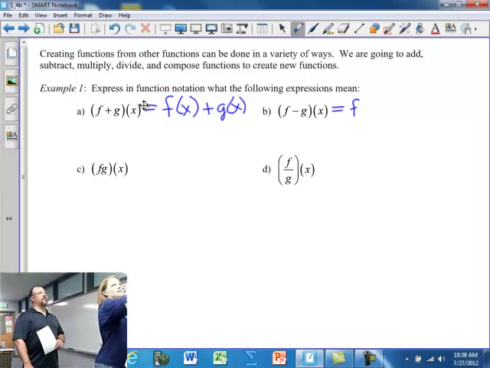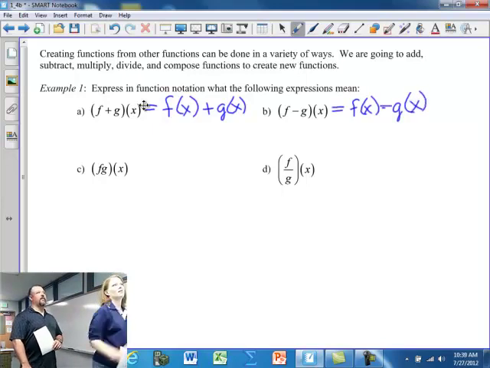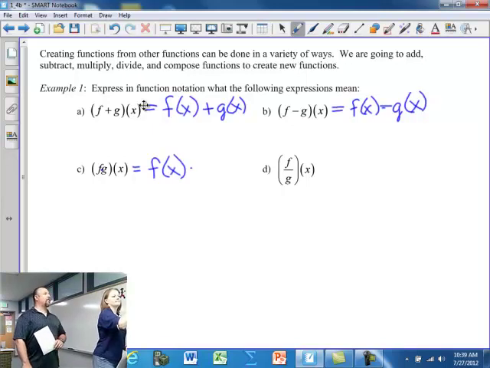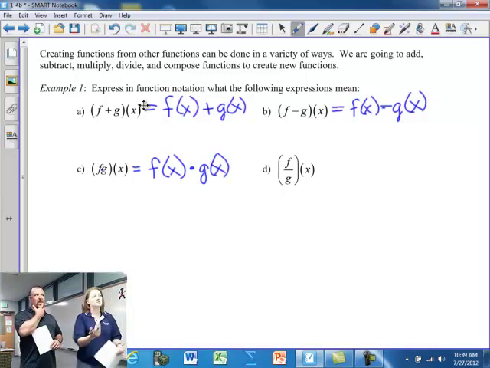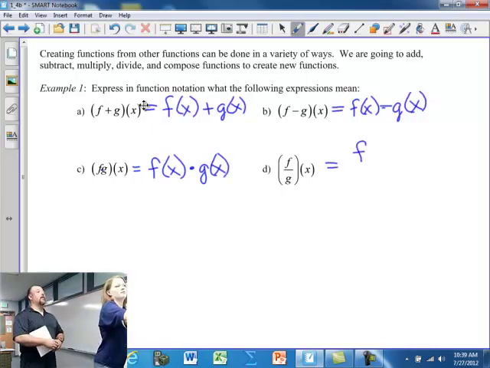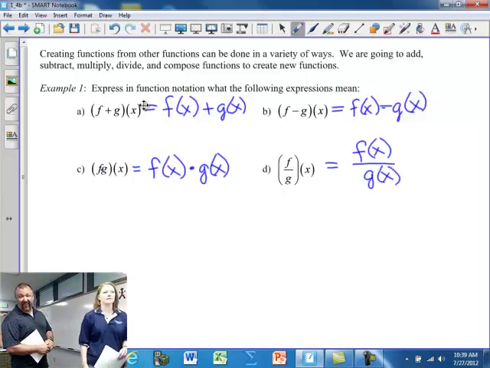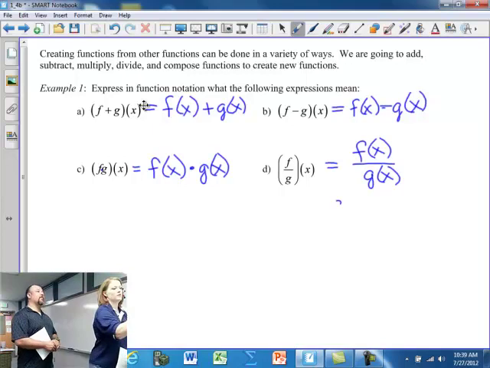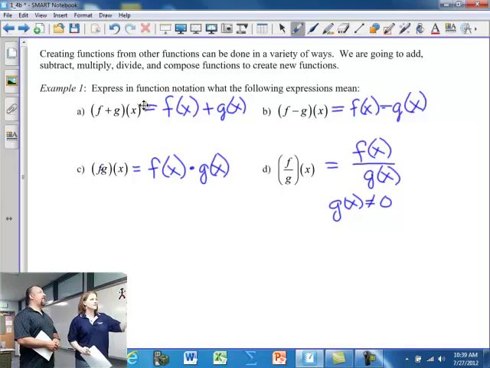When we subtract functions, we could say f minus g of x, or we could say f of x minus g of x. It means the same thing. That's a minus, not an equals. What about this one? That looks like times. So how about f of x times g of x? Absolutely. Remember, f of x and g of x is the actual function. The last one's divide, f divided by g, except g of x can't be 0. No zeros, or it doesn't work.